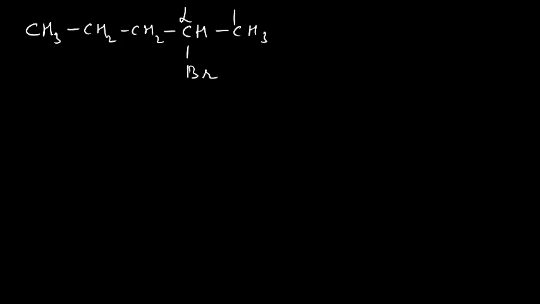Let us take one more example. CH3, CH2, CH2, CH, CH3. So the halogen atom is here. So this is the alpha carbon, this is beta, this is also beta. Here the substance is heated with alcoholic KOH. So as we discussed, there are two possibilities. The two substances are possible here.